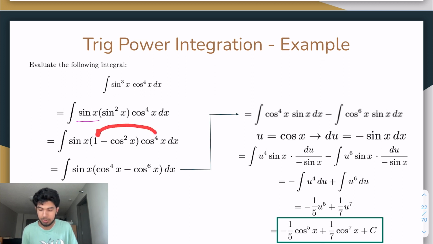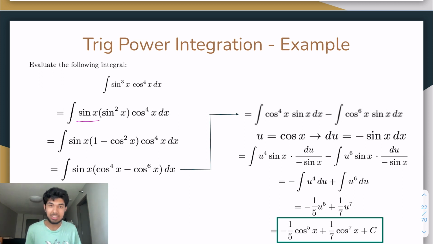Finally, we'll distribute the cosine to the fourth x into these other two terms. So we have sine of x times cosine to the fourth of x minus cosine to the sixth of x. We can now distribute the sine into both of these terms and then split up the integrals because there's going to be a minus sign in between them. So we have the integral of cosine to the fourth x sine of x dx minus the integral of cosine to the sixth of x times sine of x dx.